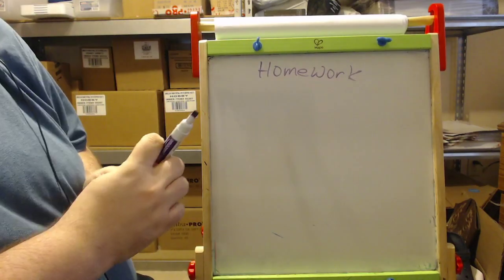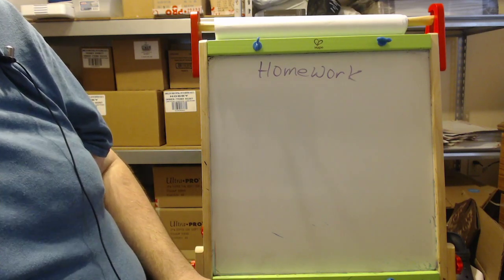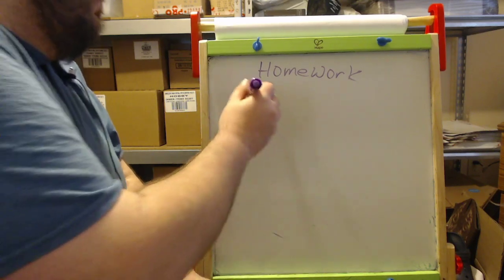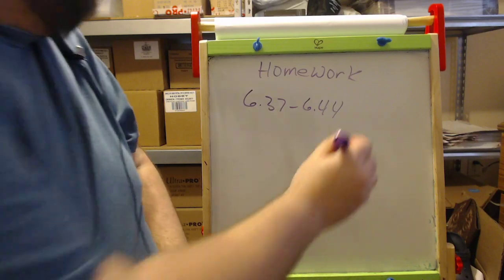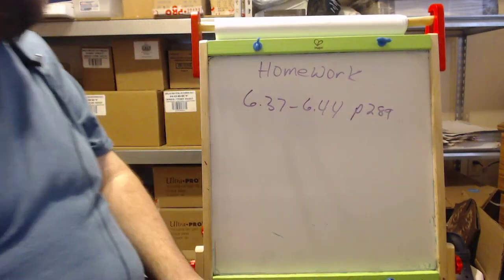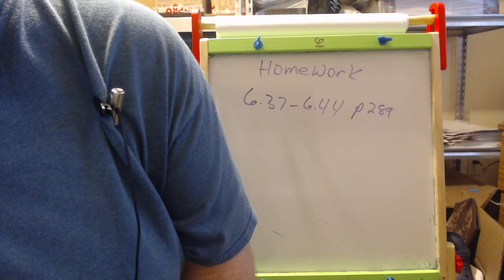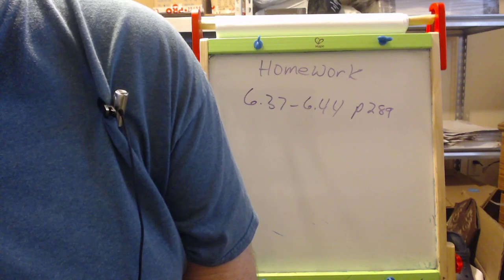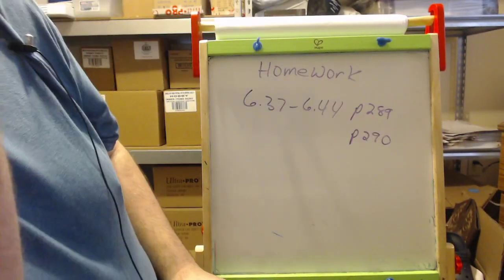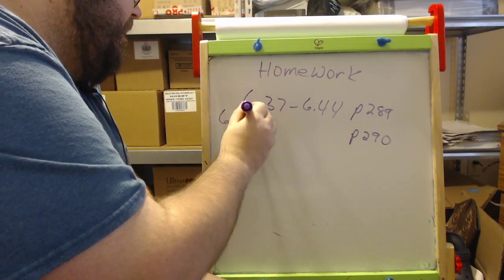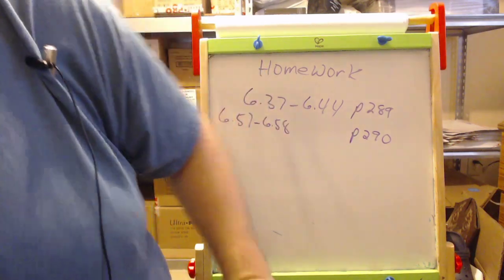Homework on Chapter 6. Again, the slides reiterate this. The slides go into a little bit more stuff, things like that. 6.37 to 6.44, and this is page 289. Page 290, 6.57 and 6.58. 70 to 73.